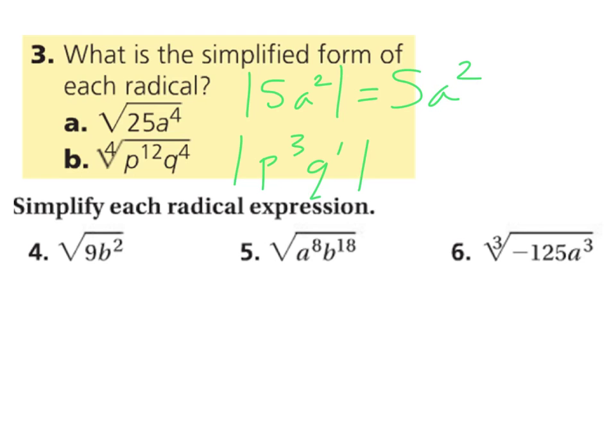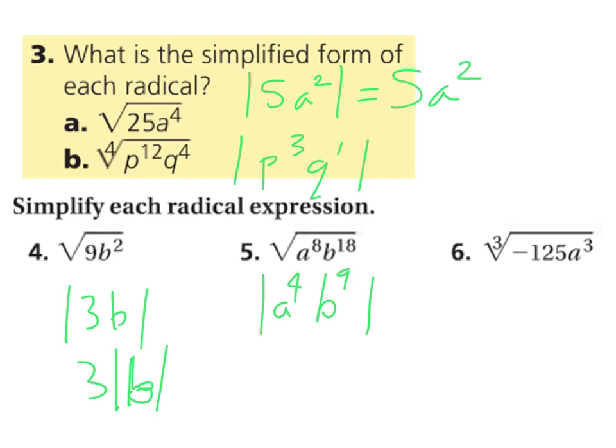Let's see, for number 4 here, we would have to have absolute values around the 3b. Now the 3 does not really need the absolute values, so 3 times the absolute value of b. For number 5, we would also need the absolute values. We'd have a to the 4th, b to the 9th. So the a to the 4th does not need the absolute values, but the b to the 9th does. And the cube root is an odd root, so we don't need absolute values. Negative 125 would be a negative 5, and then just a plain a. And so hopefully that helps with simplifying some of those radical expressions.